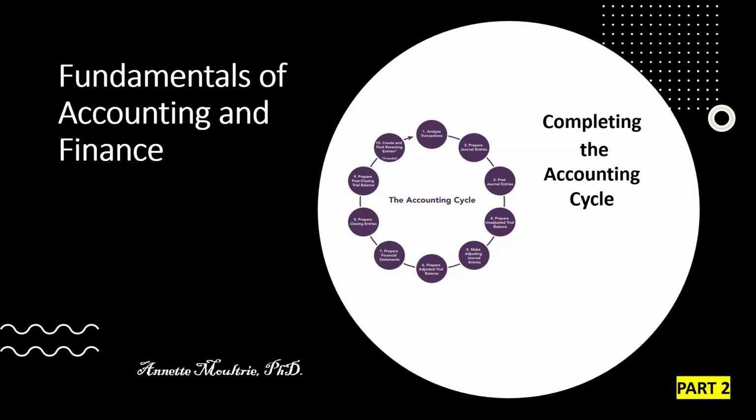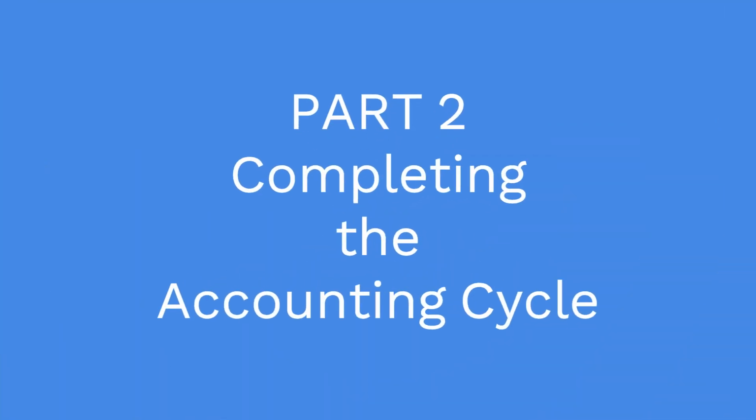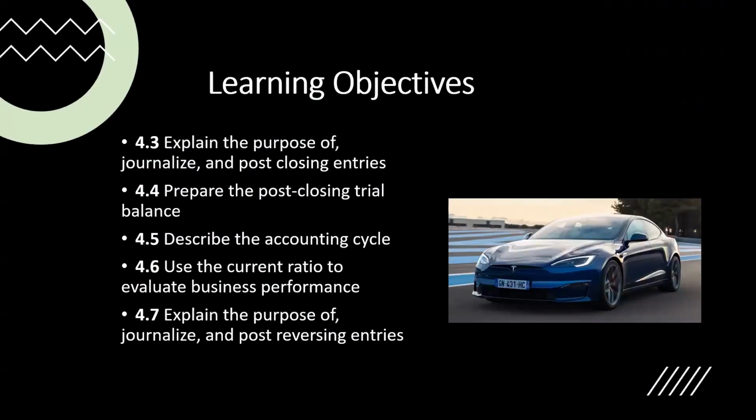Hello, and welcome back to part 2 of completing the accounting cycle. We will finish learning objective 4.3, where we explain the purpose of journalizing and post-closing entries. And hopefully in this video, we will prepare the post-closing trial balance, describe the accounting cycle, use the current ratio to evaluate business performance, and finally explain the purpose of journalizing and post-closing entries.